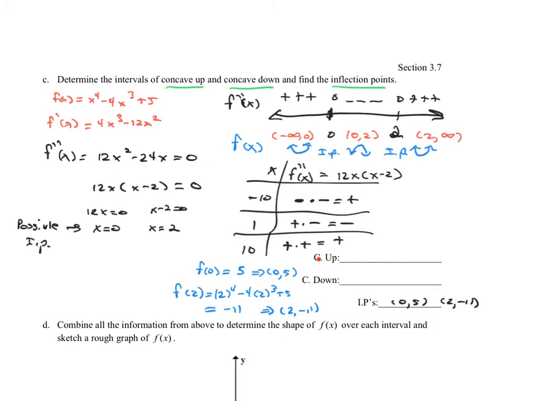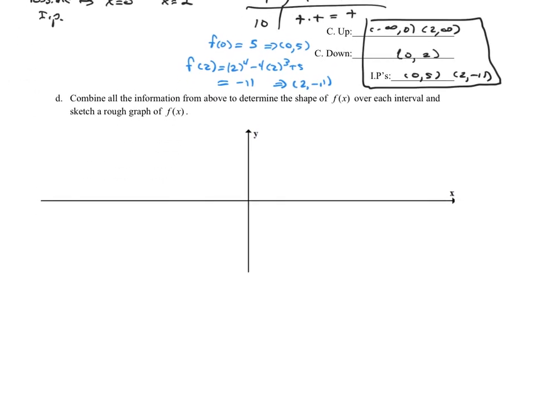I look for when it was concave up. It was concave up whenever the second derivative was positive, which was on 2 intervals, those 2 intervals being negative infinity to 0 and 2 to infinity. I look for when it was concave down. It's concave down when the second derivative was negative, which was on the interval 0 to 2. I have now analyzed the second derivative in entirety.